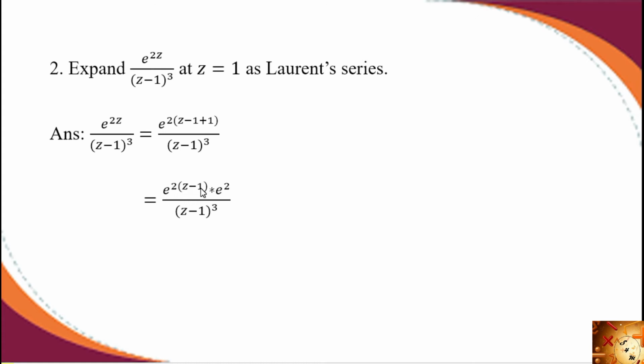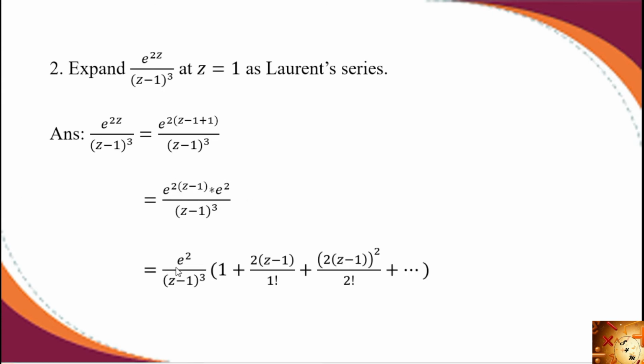what is e raised to 2 into (z minus 1)? We have an expansion of e raised to z, that is 1 plus z by 1 factorial plus z square by 2 factorial plus etc. Instead of z, use 2 into (z minus 1). So the answer will be e raised to 2 divided by (z minus 1) whole cube into 1 plus 2 into (z minus 1) by 1 factorial plus (2 into (z minus 1)) whole square divided by 2 factorial plus etc. This is the Laurent series expansion of the given function.